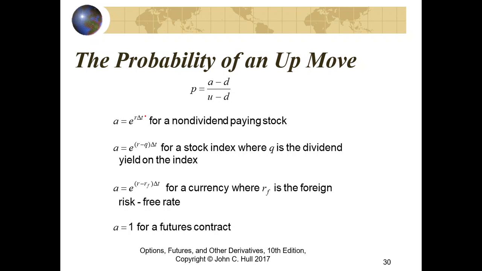If we are dealing with an option on a stock index, then a is equal to e to the power of (r minus q) times delta t, and q is the dividend yield on the index. If the underlying asset is a foreign currency, it's the same as the stock index, except that instead of q we have rf, which is the foreign risk-free rate. And if the underlying is a futures contract, then a is equal to 1.